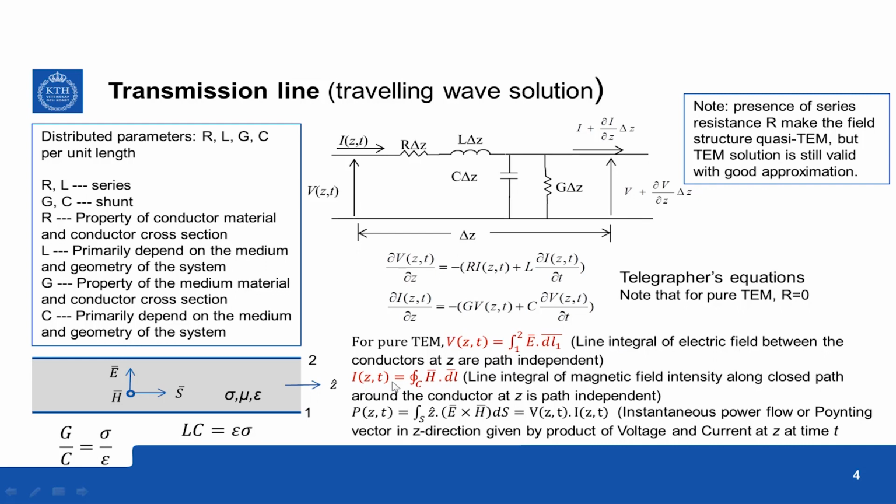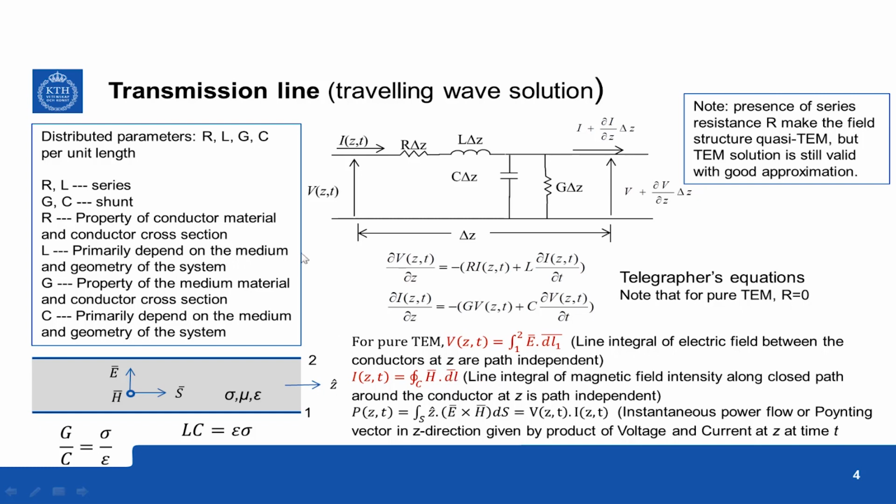Similarly, the current across one conductor will be closed integral of H dot dl, and the power in this Z direction is given by E cross H ds, which is nothing but voltage times the current. So instantaneous power flow or Poynting vector in the Z direction is given by the product of voltage and current at Z at time t. So these are the connections between voltage and current.